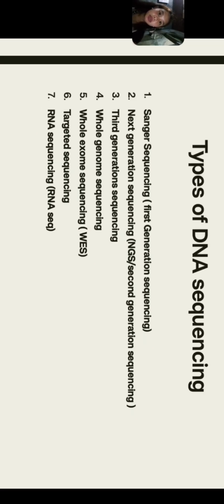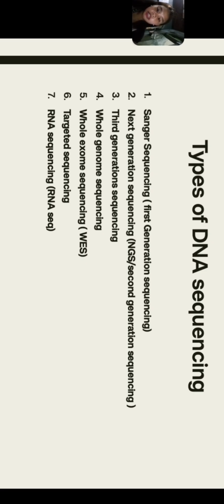Types of DNA sequencing. Sanger sequencing, first generation sequencing. The first method used for sequencing DNA, accurate but slow and works best for small DNA fragments.